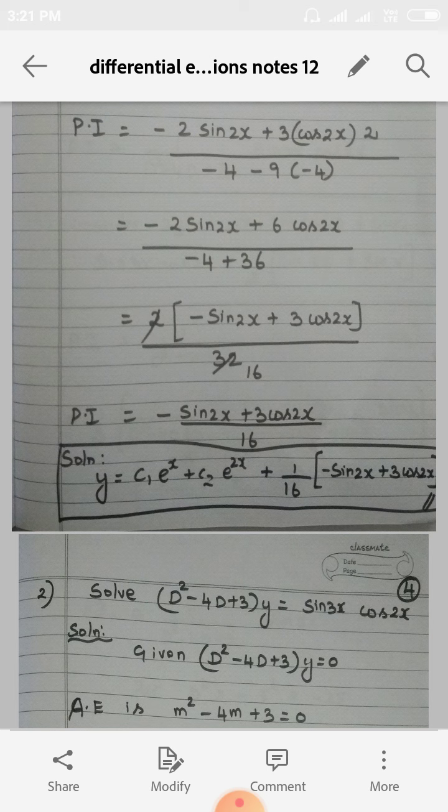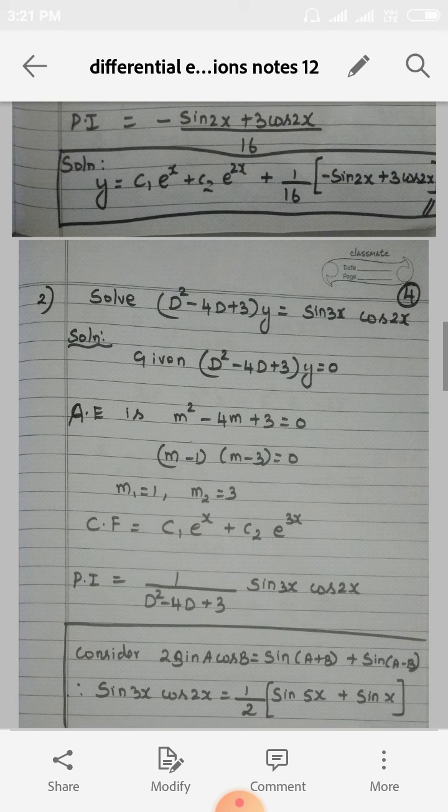Now write the solution. What is a complete solution, girls? Y is equal to complementary function plus particular integral. So first write the complementary function plus write the particular integral. This is the solution of the given problem. See the second problem.